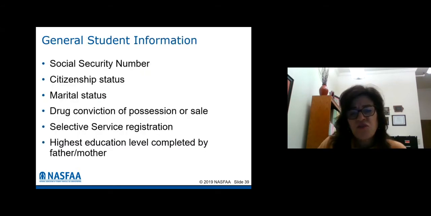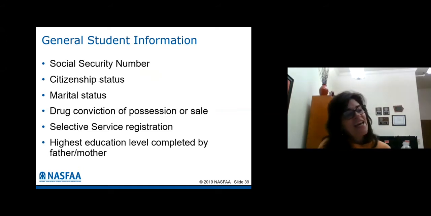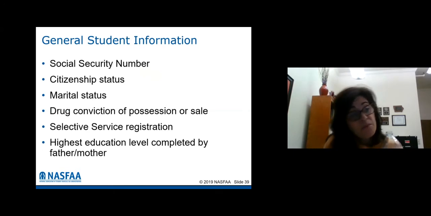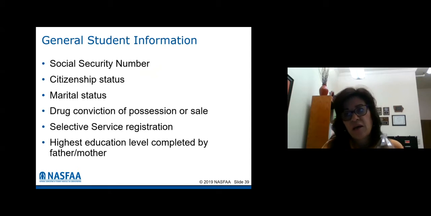So the demographic general information that it's going to go through first, it's going to ask for information about the student: their Social Security number, their citizenship status, marriage status, drug conviction for possession or sale. This would be if a student has a drug conviction with the intent to sell, that can impact their financial aid eligibility. They would have had to complete a rehab program. Hopefully that won't apply, but if it does, there's a process and a worksheet it will take you through to see if the student's eligible.